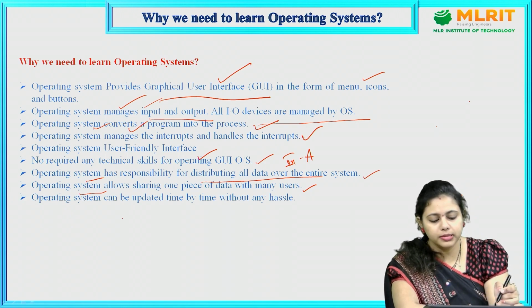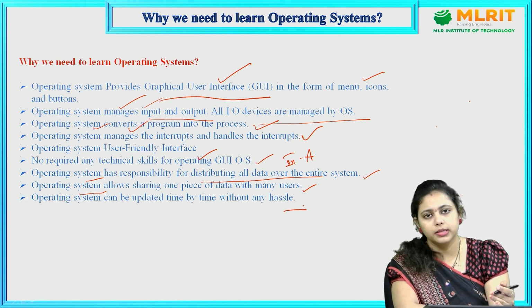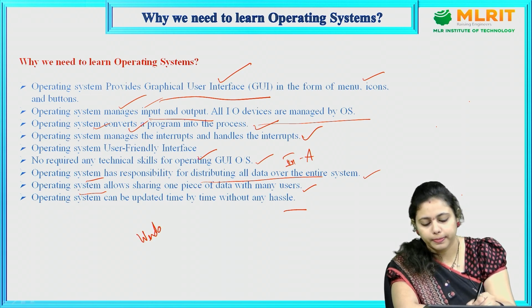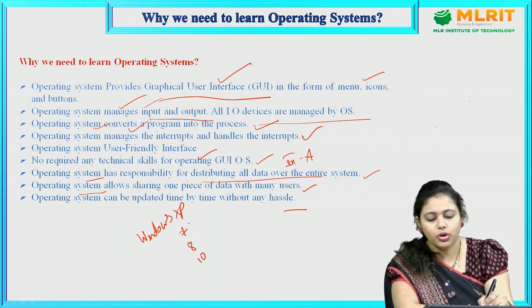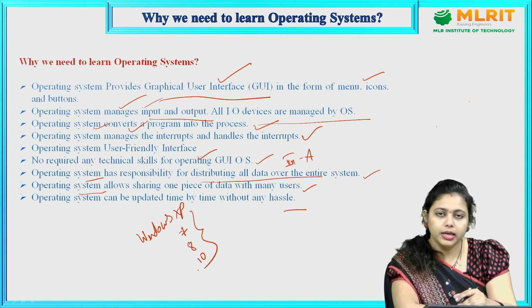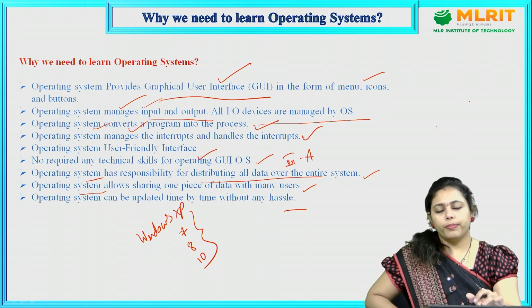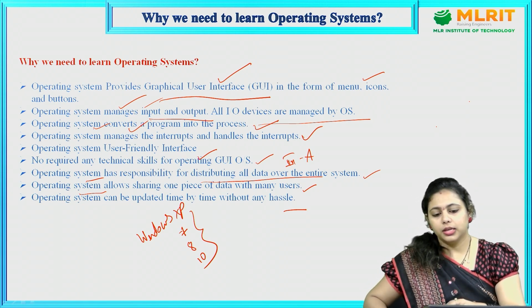Next, the operating system can be updated from time to time without any hassle. Initially we had Windows XP, later on 7, next 8, 10. All these operating systems have come, one after the other, updated without any problem. So these are the needs why we have to learn the operating system.